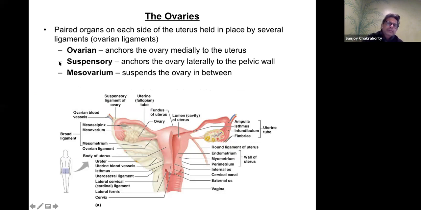These are the three ligaments that you are going to know: ovarian, suspensory, and mesovarium. By the way, there are some other ligaments as well, but these three are good enough. Mesovarium is the back ligament. Ovarian is this ligament, and suspensory is coming from the top. The suspensory ligament is keeping this ovary right in that place.